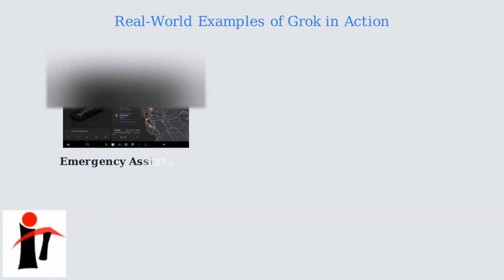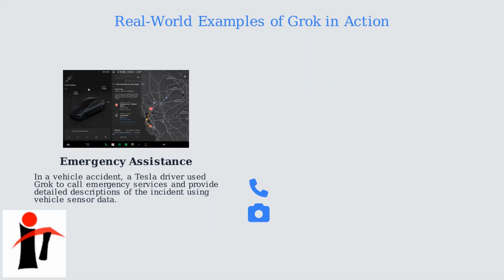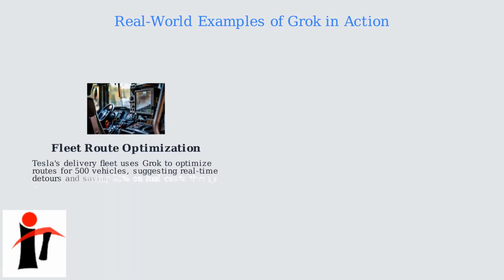In an emergency situation following a vehicle accident, a Tesla driver activated Grok to automatically contact emergency services and relay accurate details about the incident using the vehicle's onboard sensors. This expedited response times and ensured precise information reached responders. In Tesla's delivery fleet operations, Grok optimizes routes for hundreds of vehicles by analyzing real-time traffic and suggesting efficient detours. This has resulted in significant fuel cost savings, demonstrating Grok's effectiveness in large-scale commercial applications.